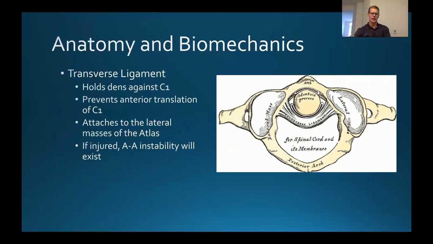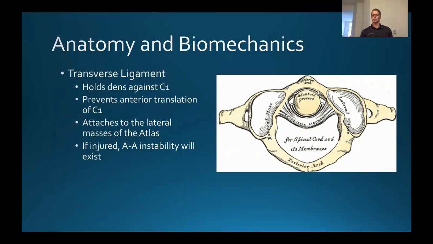As you can see, it attaches to the lateral masses of the atlas. So you have your atlas, then your axis. And so it helps stabilize the dens. C1 is what it prevents, okay? It doesn't attach onto C2, down onto the axis. If injured, AA instability will exist.